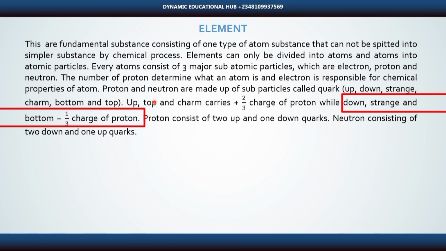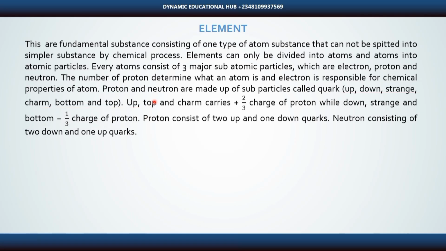Now to get this, you don't need to cram anything. Let's just use an analogy. When something is up, positive; top, positive. When someone is very charming, positive vibes. So that is why up, top, and charm are positive, specifically +2/3. You don't need to forget that again. Now when something is down, strange, bottom, it should be negative. So that is why down, strange, and bottom have -1/3 charge. A proton consists of 2 up and 1 down quarks, and a neutron consists of 2 down and 1 up quarks.